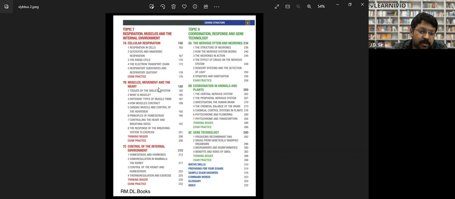And then muscle movement, meaning tissue and skeletal system, will take approximately 3 classes. You can note it down. Response to the breathing system, exchange, controlling the heart and breathing: 3 classes. Principle of homeostasis, cardiac muscle and control will take 2 or 3 classes. Then response and coordination in animals, neurons, the central nervous system. We'll do it, no issue. It's not going to take that much time.